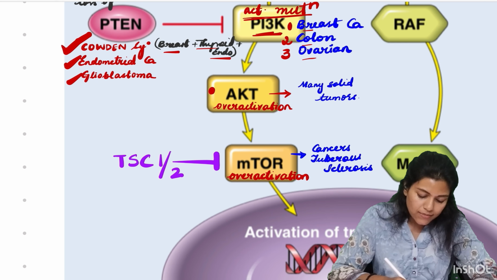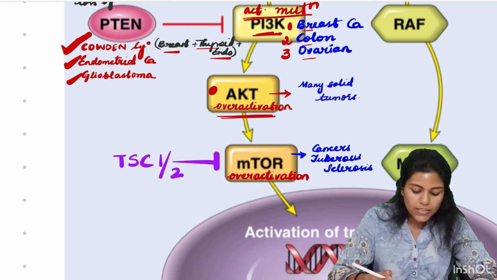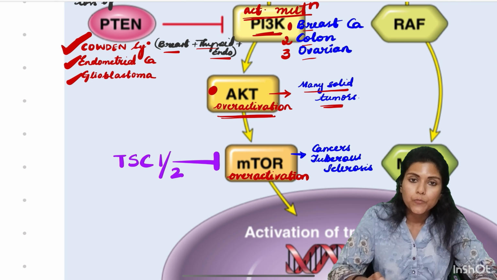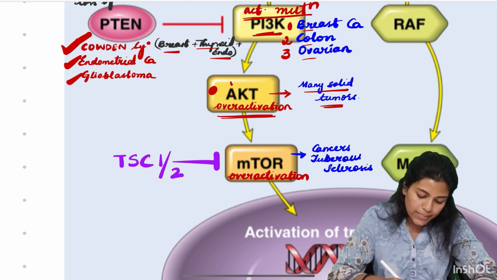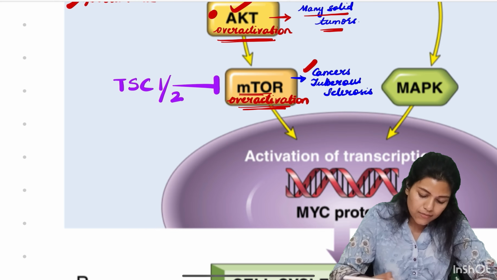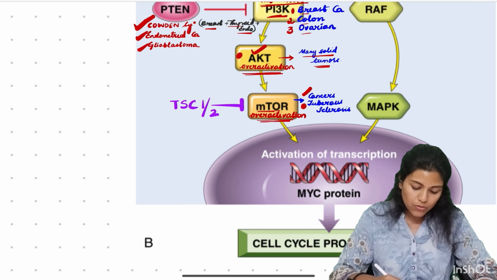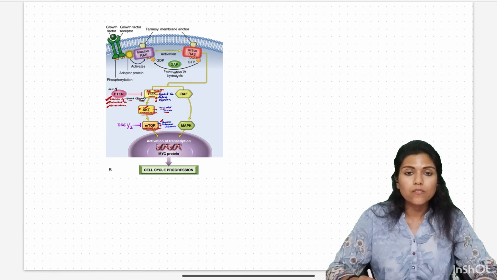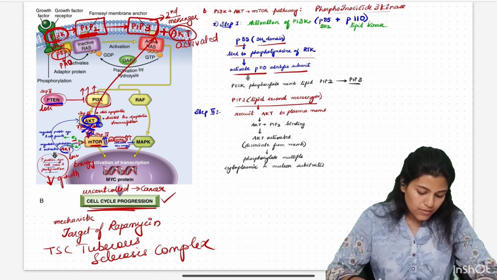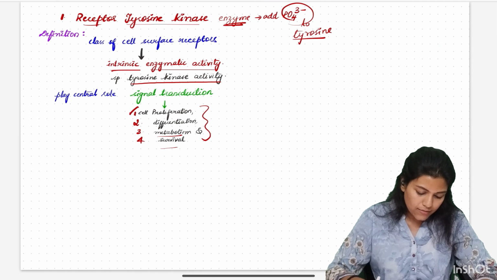At the AKT step, overactivation of AKT will result in many solid tumors. Activation of mTOR will cause many cancers and tuberous sclerosis also. This is about the clinical correlation of the signaling pathway of the receptor tyrosine kinase. So this is about the receptor tyrosine kinase.